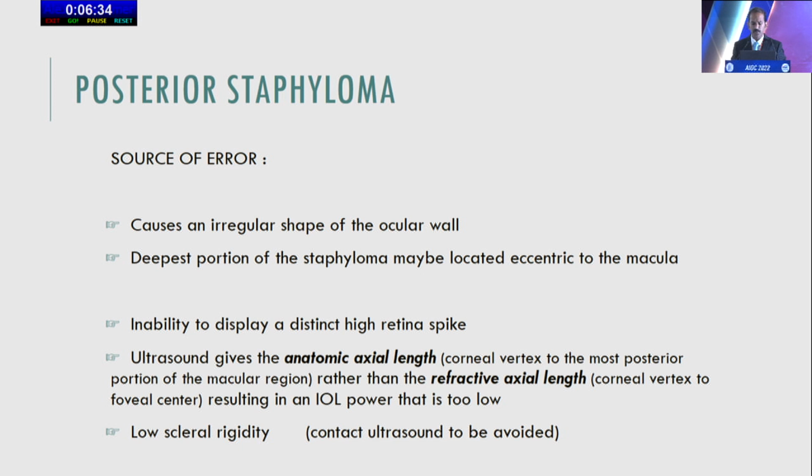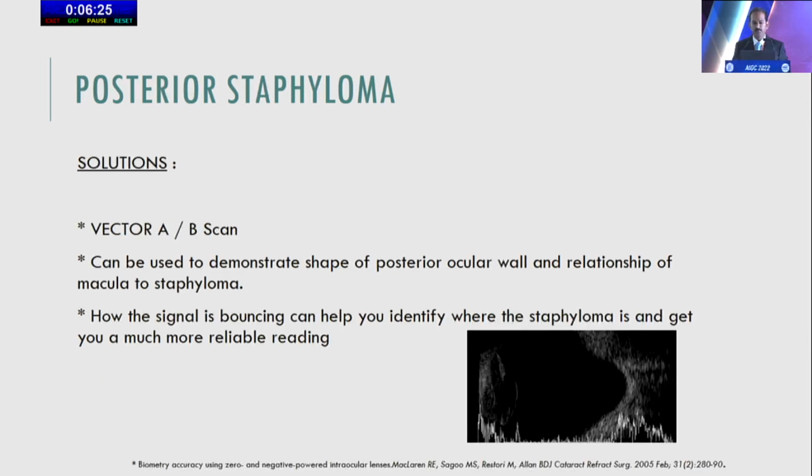There will be an inability to display a distinct high retinal spike, and these ultrasounds will give only the anatomical axial length rather than the refractive axial length, resulting in an IOL power that is going to be too low. So the solution is to use a vector A-B scan: do a B scan, locate the fovea, and then do an axial length measurement using the A scan.